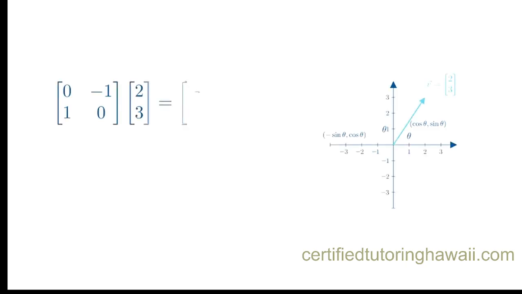Let's verify this. Let's rotate the vector by multiplying it by our matrix. The product is the vector (-3, 2). If you plot the two vectors, you'll see it is indeed a 90-degree counterclockwise rotation. This confirms that our rotation matrix works.